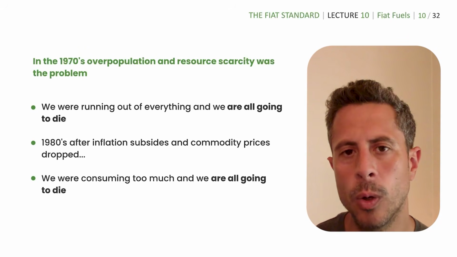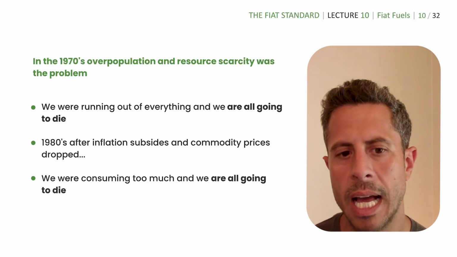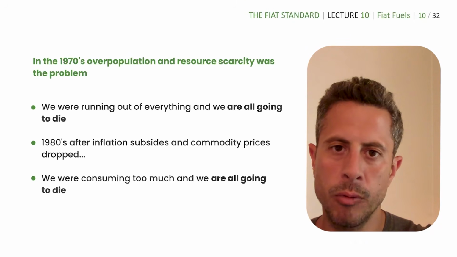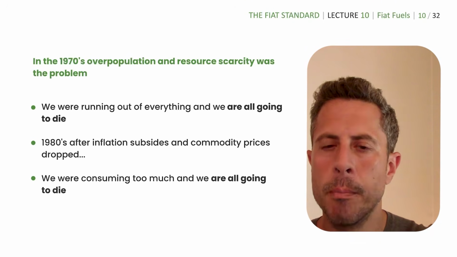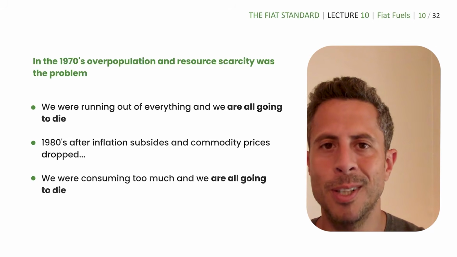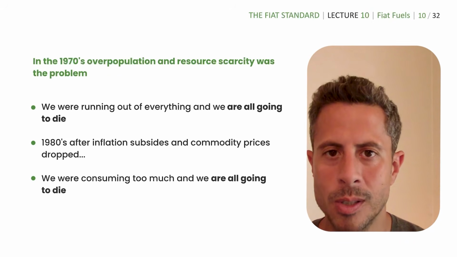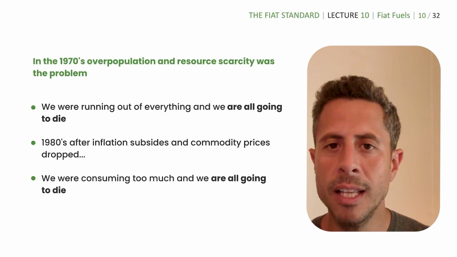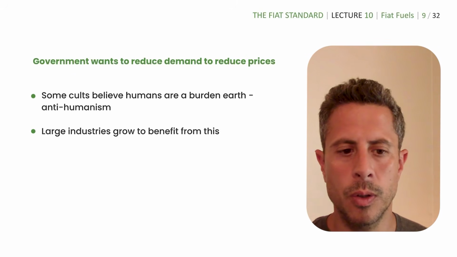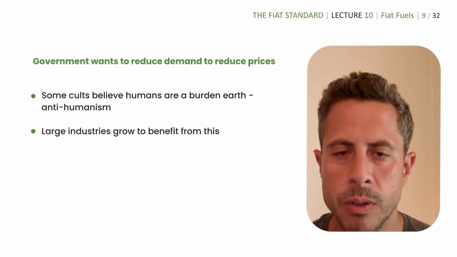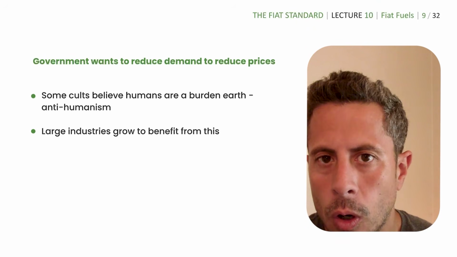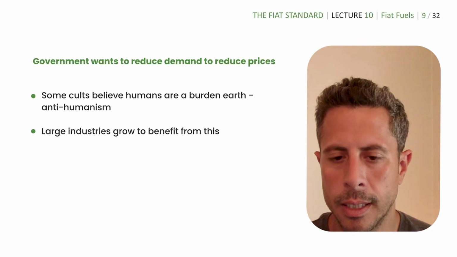The anti-oil and the anti-human element of this, even though the inflation pressure had subsided relatively in the 1980s, continued: the anti-human element of we need to stop burning oil and surviving and living because we are impacting Earth. And the special industries, the third one here, the large industries that benefit from this, also continued to benefit and continued to call for more of this in the 1980s.